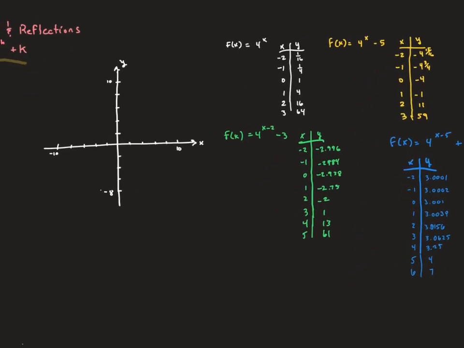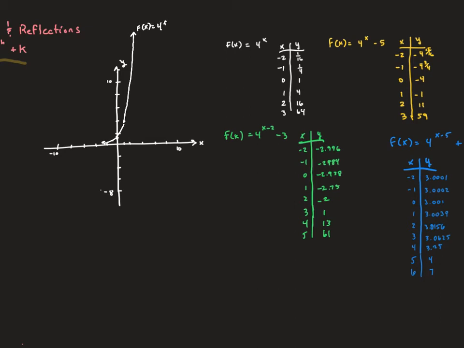graph a handful of these, it looks like -2 is very close to 1/16, but very close to 0. -1 is going to be a little bit higher up, and 0 is going to be 1. 1 is going to be at 4. 2 is going to be at 16. So we have this exponential function doing this right here. That's what my exponential function is doing, and this is f of x equals 4 to the x power.